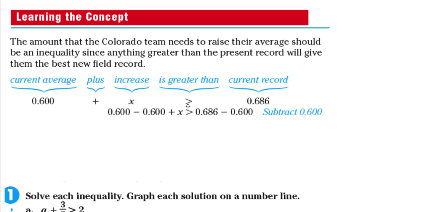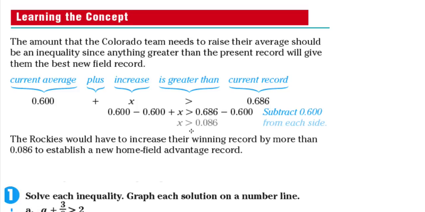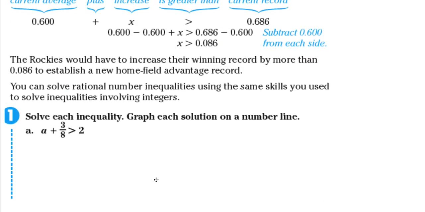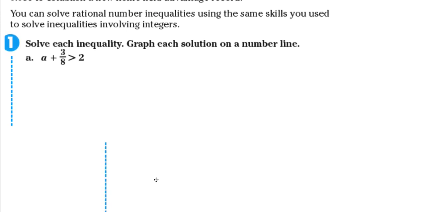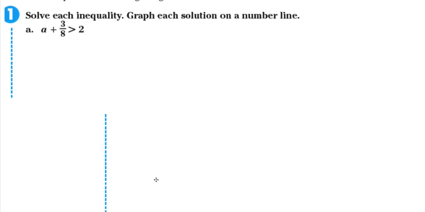We want to solve for the variable x, so what do we do? We subtract 0.600 from both sides, because we want to undo 0.600 to isolate x. We end up with x greater than 0.086. So the Rockies would have to increase their winning record by more than 0.086 to establish a new home field advantage record. You can solve rational inequalities using the same skills you use to solve inequalities involving integers. Same rules apply. Let's take a look at example one.